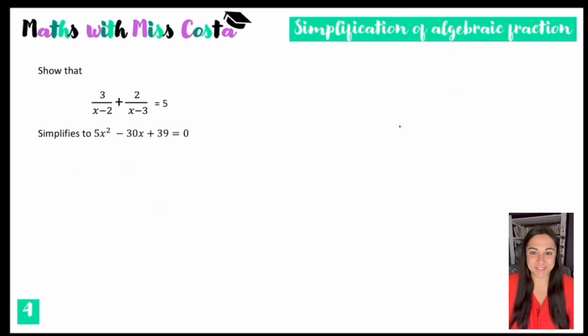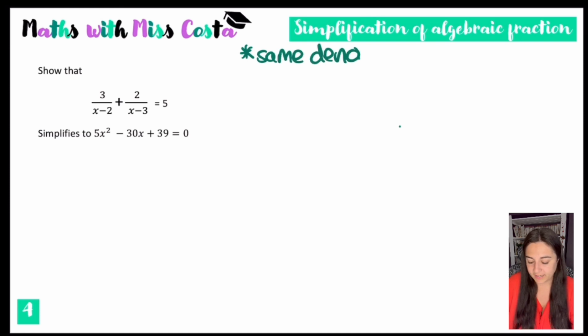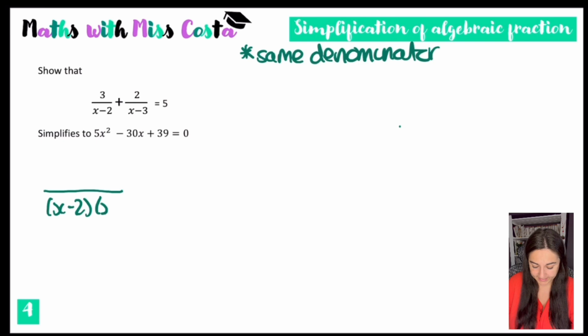Okay, so in this question, we are being asked to show that two fractions add together and rearranged to make a quadratic. So the most important thing that we need to remember about adding or subtracting fractions is that they need the same denominator. Now with algebraic fractions, it's generally going to be the two denominators multiplied by each other. That's the lowest common multiple. So our denominators are going to be x take 2, x take 3.